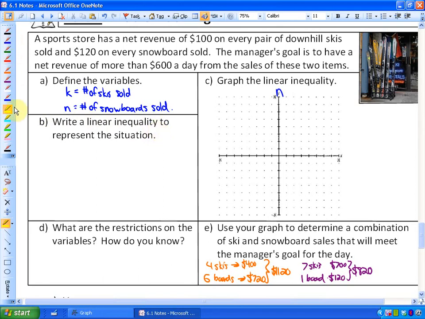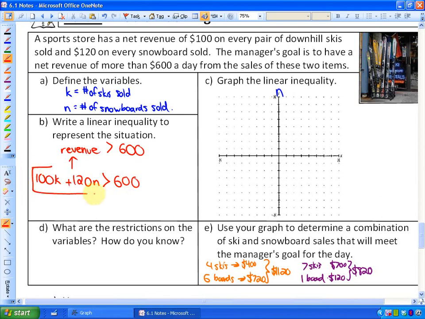Well, we know, and I'm going to put this in pieces, that the revenue has to be greater than $600. And the revenue here would be $100 per pair of skis plus $120 per snowboard. So the inequality that would actually represent this situation would be $100 for every pair of skis plus $120 for every snowboard. It has to be greater than $600. And you could actually then graph that inequality.